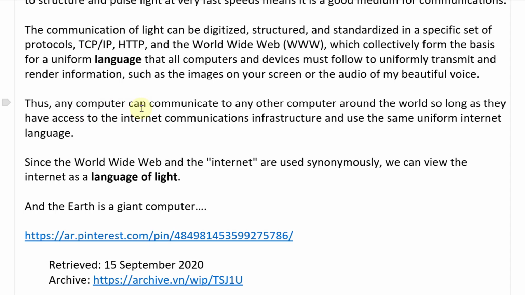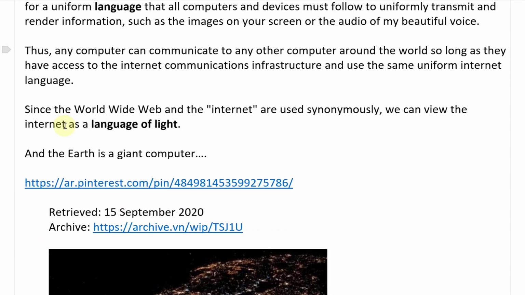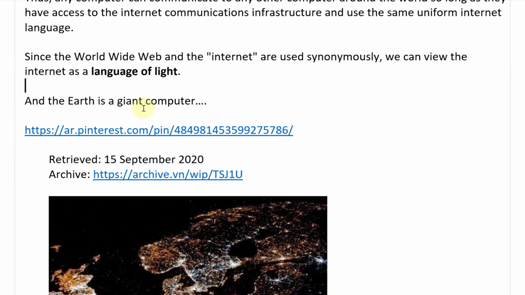Thus, any computer can communicate to any other computer around the world so long as they have access to the Internet communications infrastructure and use the same uniform Internet language. Since the World Wide Web and the, quote, Internet are used synonymously, we can view the Internet as a language of light. And the Earth is a giant computer.